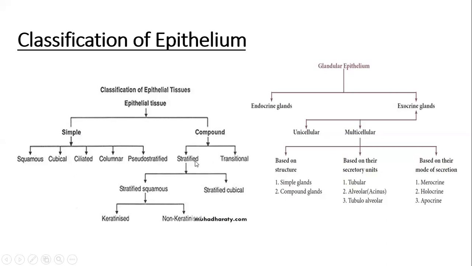And in stratified, multiple layers, two or more than two layers of epithelial cells are present. So simple epithelium, according to cell shapes, is classified into squamous, cuboidal, columnar, and pseudostratified. Whereas the stratified epithelium is classified as stratified squamous, cuboidal, columnar, and transitional. The glandular epithelium we shall cover in detail in the next lecture.